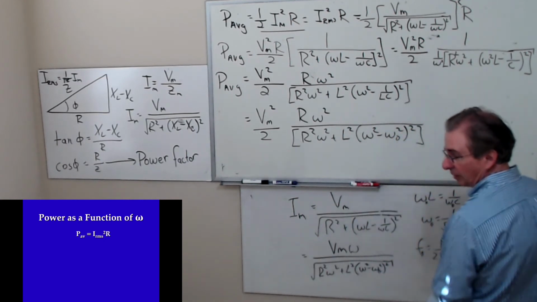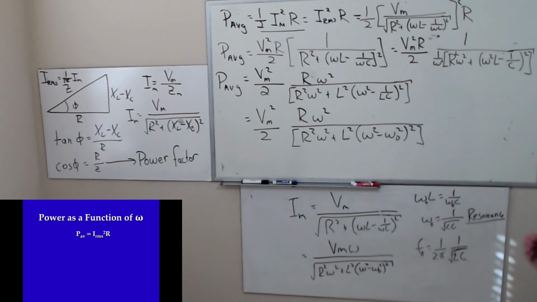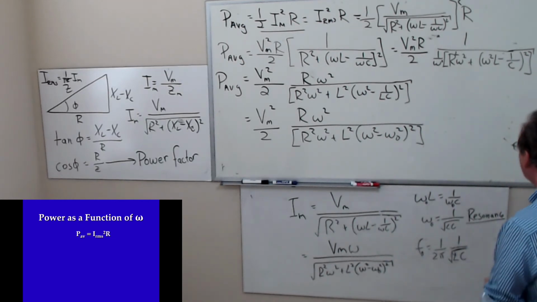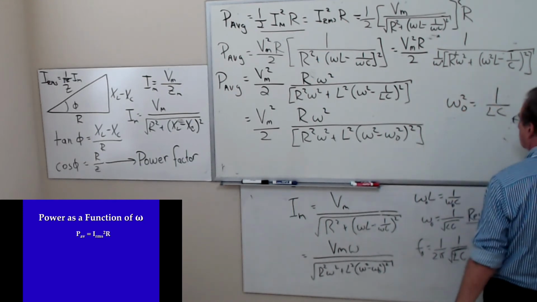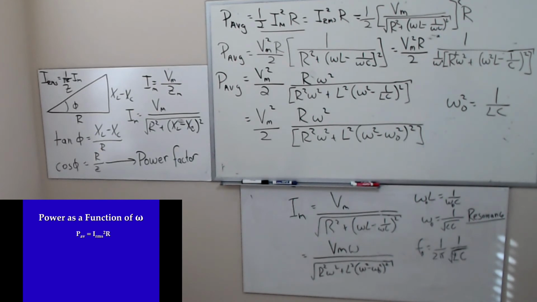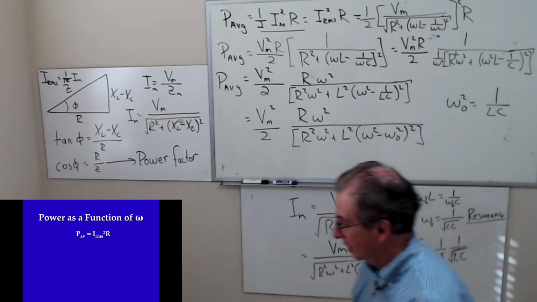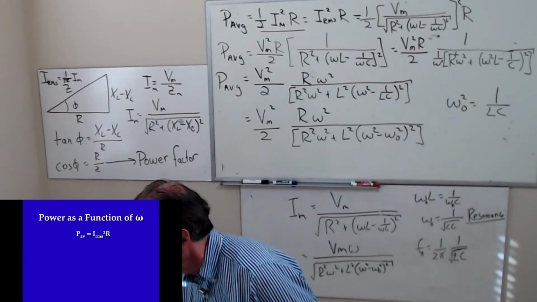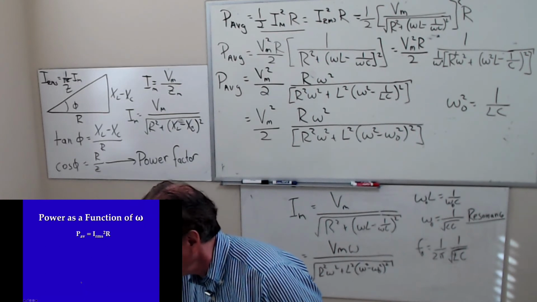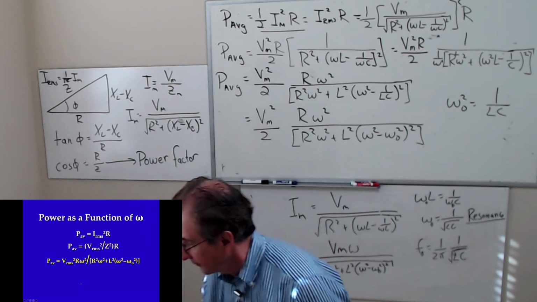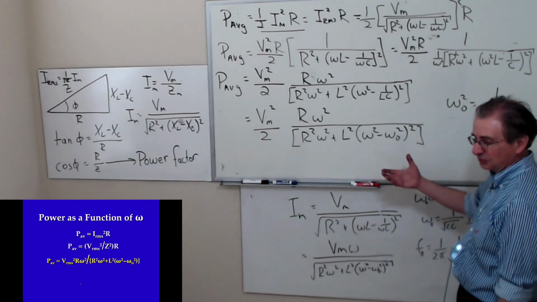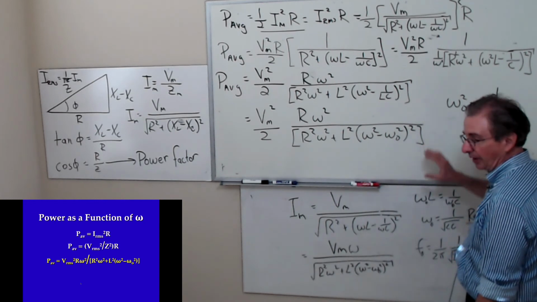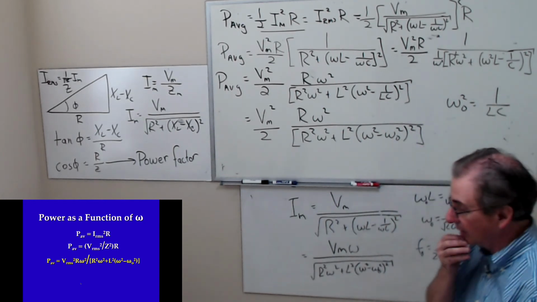Do you see what happened to the omega, to the C then, Morgan? I used the fact that omega naught squared is 1 over LC. And then when we analyze circuits, when we look at power as a function of omega, we normally write it this way. It makes it a little bit easier for the analysis.